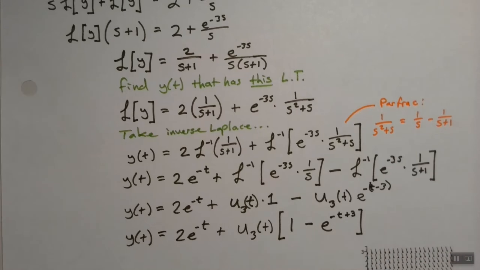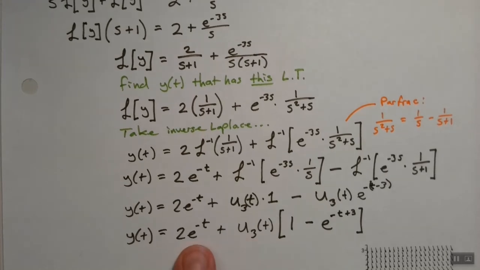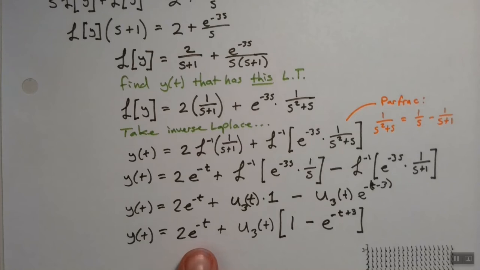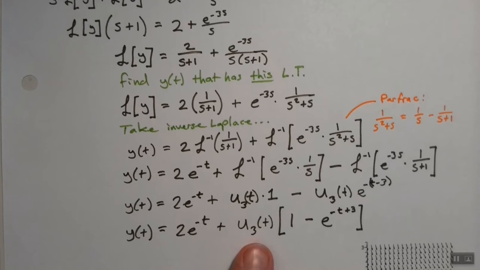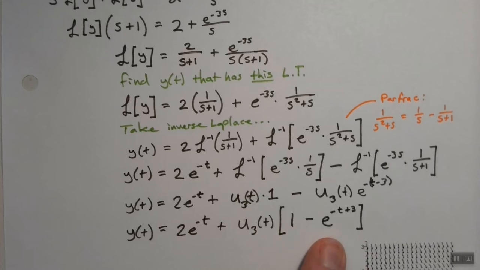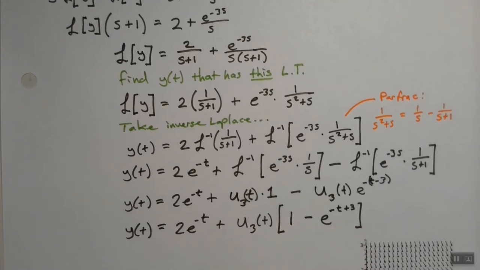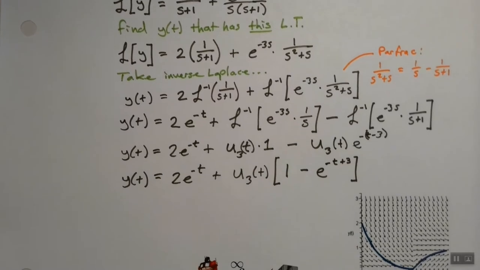So how does this thing behave? Well, up until t equals 3, it behaves like 2e to the minus t, so it's going to be exponential decay. And then all of a sudden, when t equals 3, we're going to see this thing turn on, and it's going to be 1 minus e to the negative t plus 3. And sure enough, if you were to graph this thing, you wind up with a graph that looks like that.